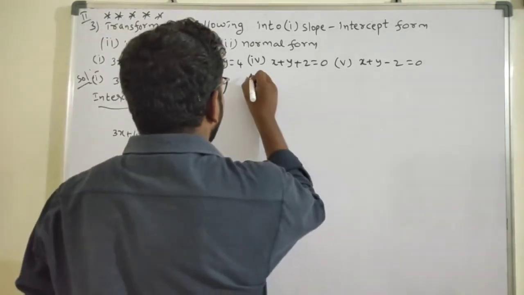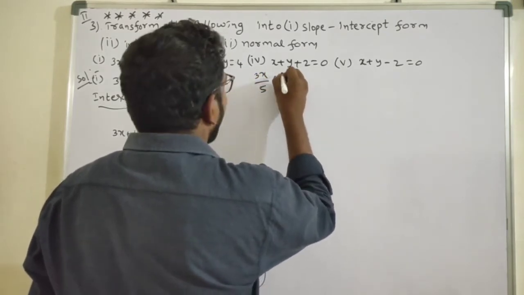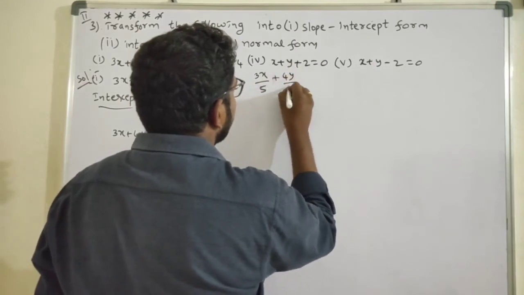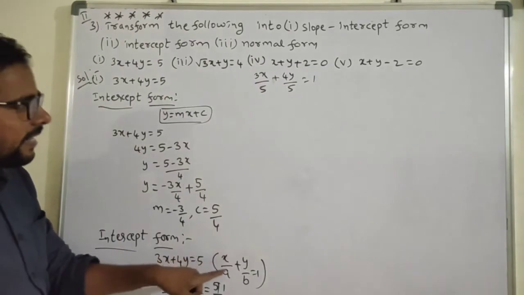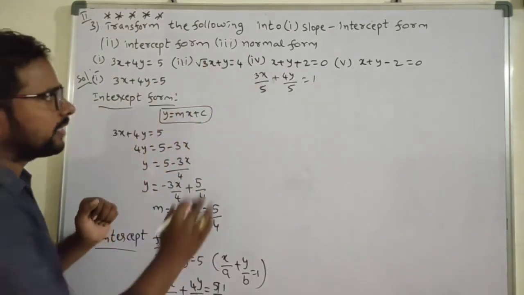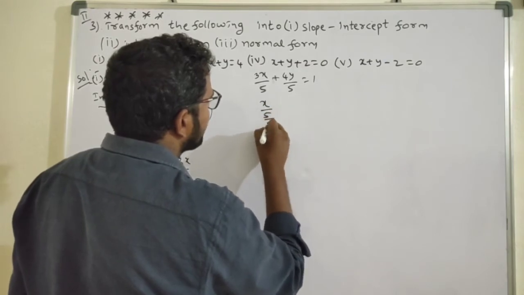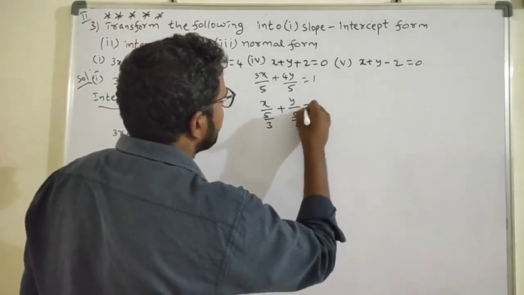So 3x by 5 plus 4y by 5 is equals to 1. So only x should be there, only x by a. But here we have 3x, so let us change it a little. We can write x by 5 by 3 plus y by 5 by 4 is equals to 1.